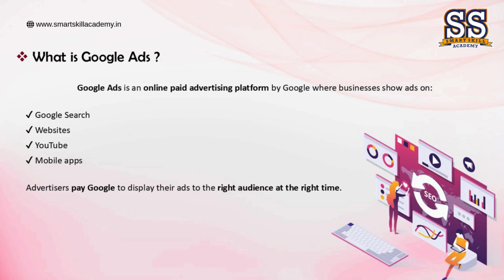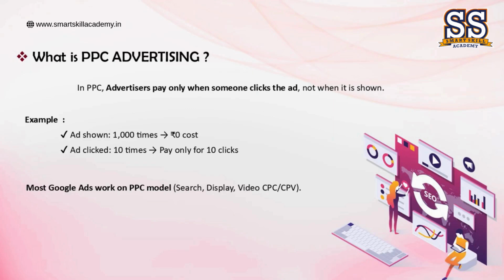In this segment of our digital marketing course, we are going to explore the core mechanics of PPC, or pay-per-click advertising, which is the foundational model for most Google Ads campaigns, including search, display, and video. The defining characteristic of PPC is that advertisers pay only when someone actually clicks the ad, rather than paying simply for it to be displayed.